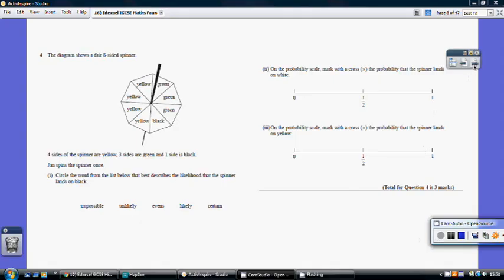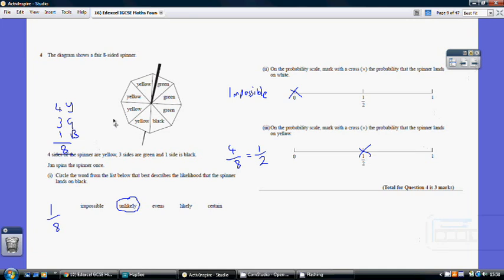Question 4. So the spinner has got 4 yellows, 3 greens and 1 black. We spin the spinner once, circle the word from the list below that best describes the likelihood it lands on black. Well, the chances it lands on a black is 1 out of 8. So it can happen, but it's fairly unlikely. So unlikely is our answer there.